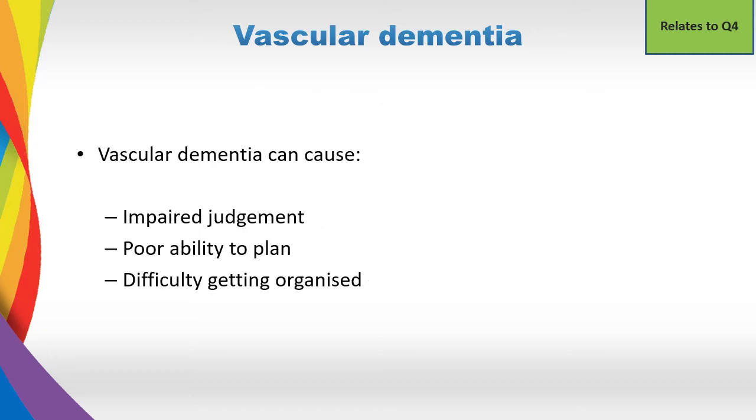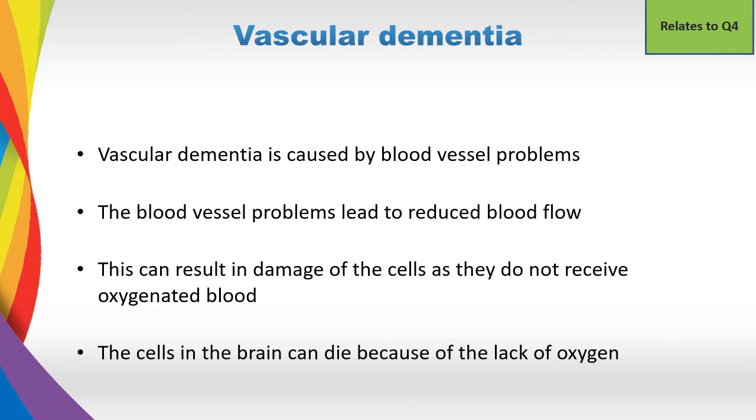Vascular dementia can cause impaired judgment, so difficulty making judgments. People can have a lack of ability to make plans, and they can have difficulty getting organised. So vascular dementia is caused by those blood vessel problems within the brain. This leads to a reduced blood flow, and because there is a lack of blood flow, the cells in the brain are damaged because they're not receiving oxygen from the blood. Because there's no oxygenated blood getting to those cells, the cells in the brain will die.